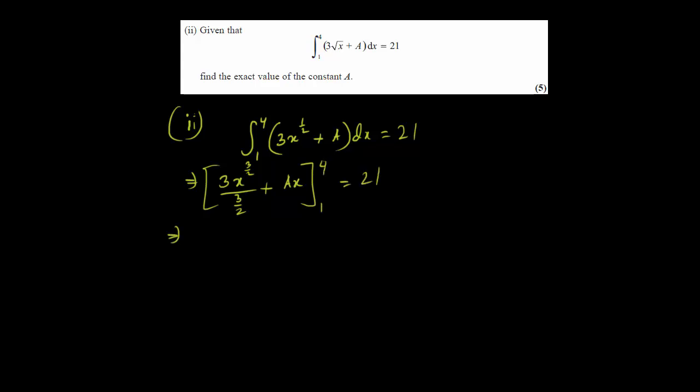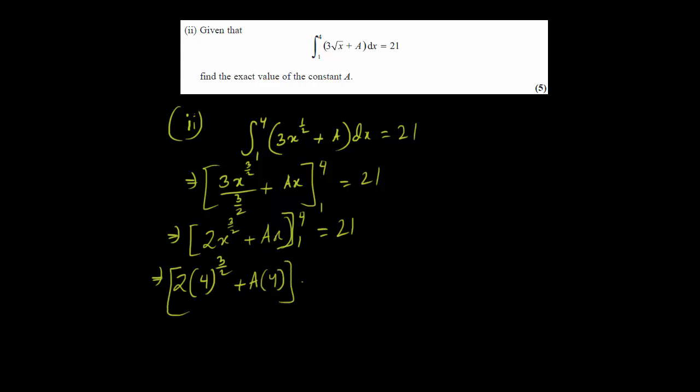So the first thing we have to do is put the value of 4. But before that, let me simplify it a little bit. 3 divided by 3 by 2 is 3 times 2 by 3, which is 2. So 2x to the power 3 by 2 plus ax, and we have the limit 1 to 4 equals 21. So let's put the value of 4. So 4 is going to be 2 times 4 to the power 3 by 2 plus a times 4, minus, if we put 1, it would be 2 times 1 to the power 3 by 2 plus a times 1, and this equals 21.